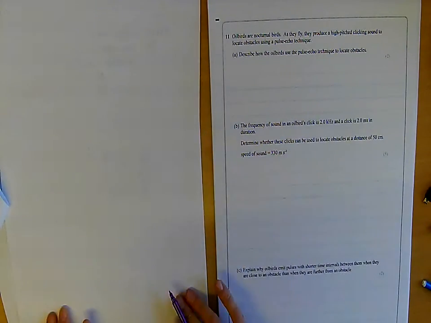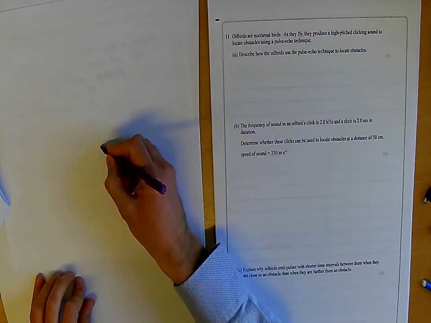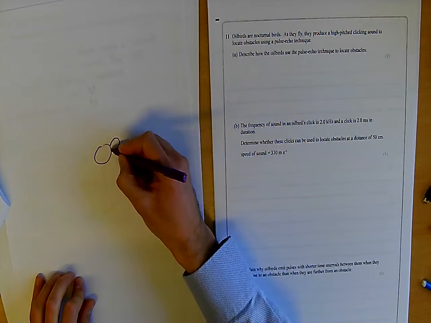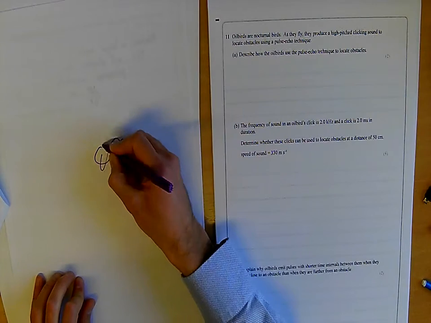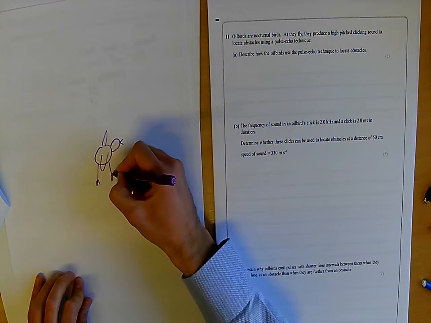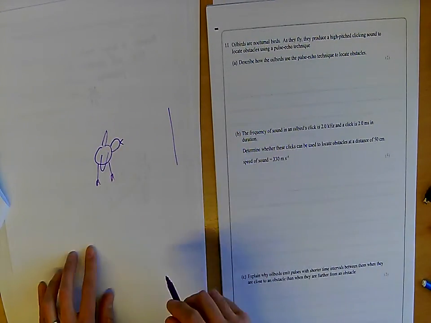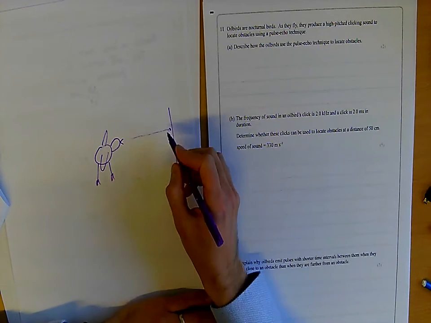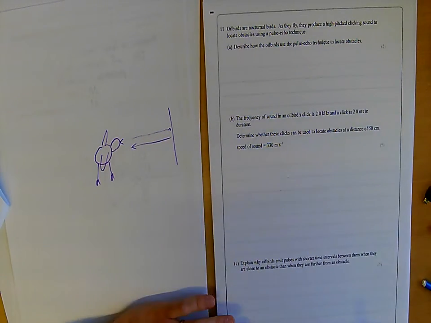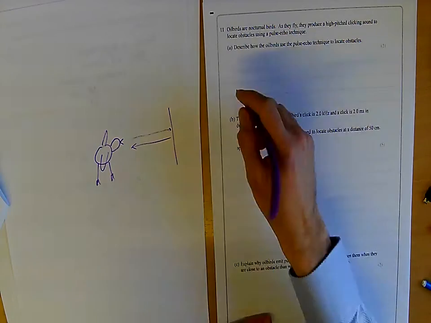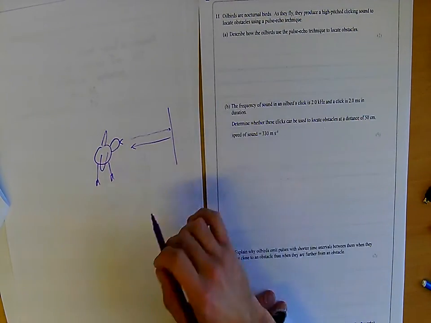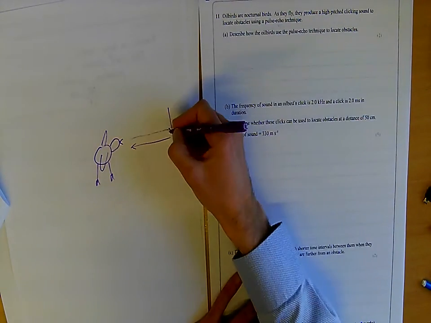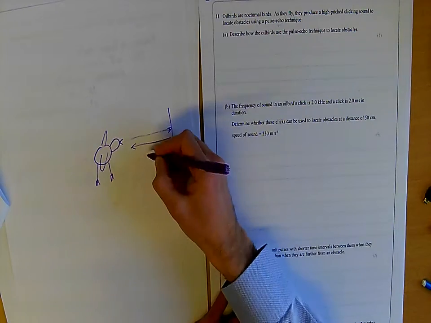So the idea is basically we've got a bird, whatever a bird looks like. This is what a bird looks like, isn't it? And it's got an obstacle. It sends out a sound and it listens for the echo. Okay, so the echo, they call it an echo, but we would call it a reflection.